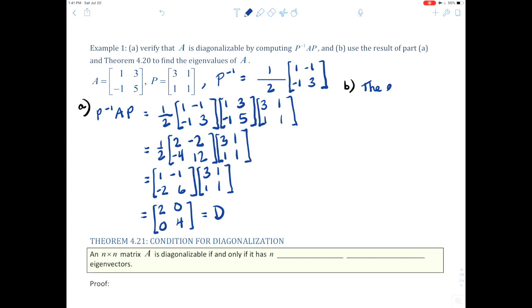The eigenvalues of A are, well, what are the eigenvalues of this matrix D? 2 and 4, right? And A is similar to D, so the eigenvalues of A are 2 and 4. Pretty awesome, huh?